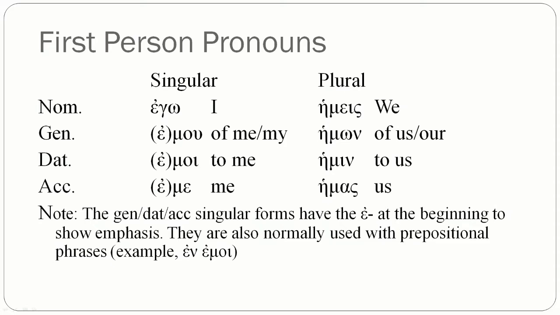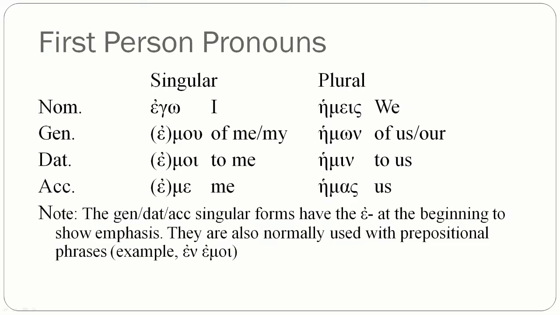So I mentioned that first person pronouns do not have gender, but they do have case and they do have number. So there are singular and plural forms. It's nominative, genitive, dative, accusative. And so here are those forms.